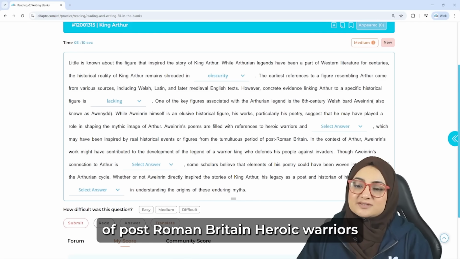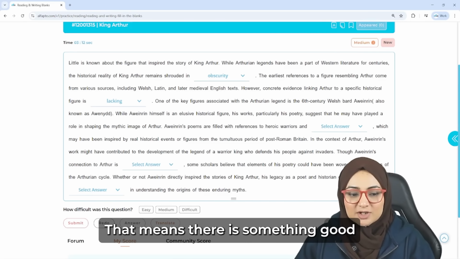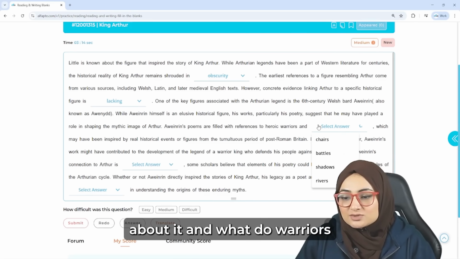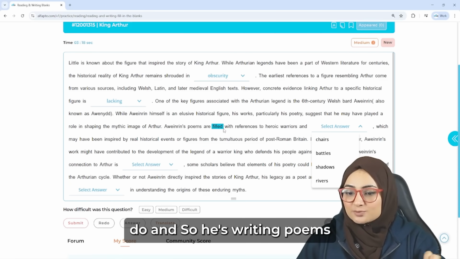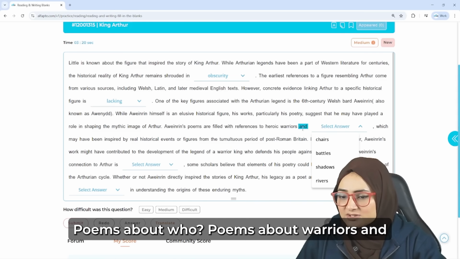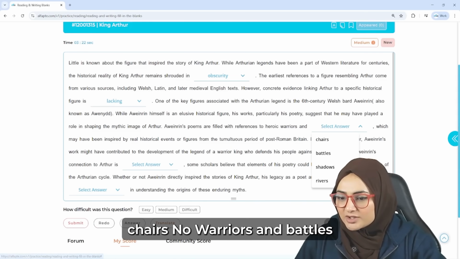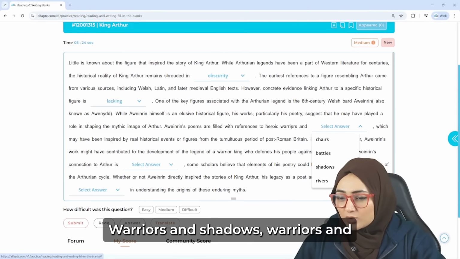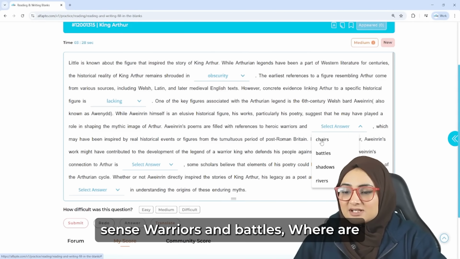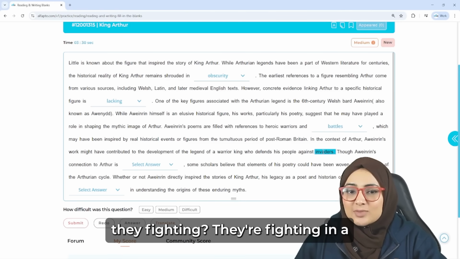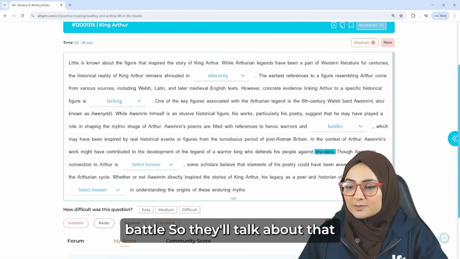Heroic warriors, that means there is something good about it. And what do warriors do? And so he's writing poems about who? Poems about warriors and chairs? No, warriors and battles, warriors and shadows, warriors and rivers. So these things don't make sense. Warriors and battles, where are they fighting? They're fighting in a battle, so they'll talk about that.